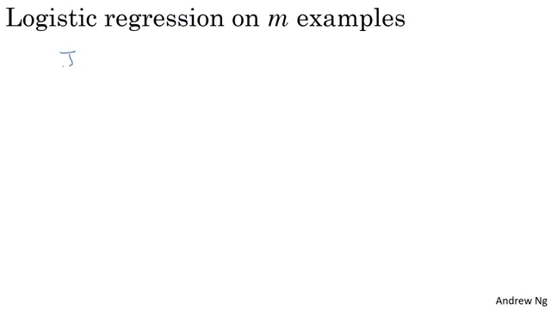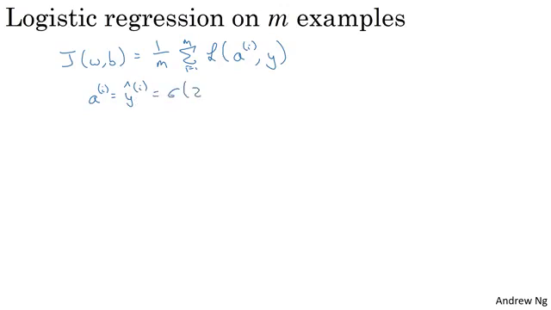Logistic regression on m examples. The cost function J(w,b), which you care about, is this average: 1 over m, sum from i equals 1 through m of the loss when your algorithm outputs a^(i) on the example y, where a^(i) is the prediction on the ith training example, which is sigma of z^(i), which is equal to sigma of w transpose x^(i) plus b.